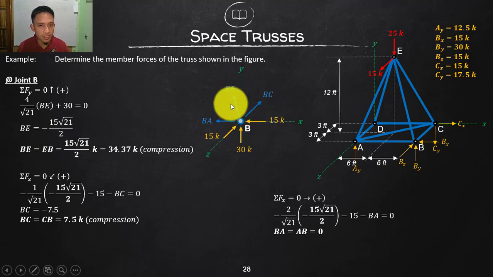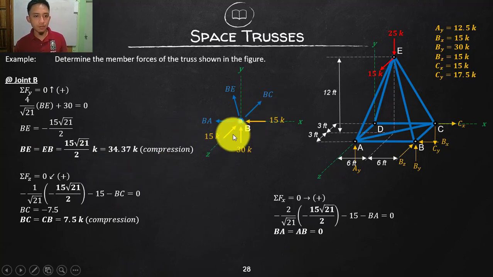But still, I will not change that one for this figure. I will still consider that direction, but I will carry the negative. If you want, you can convert that one into the decimal, but I'd rather use this for me to have the exact values. So again, that means it is compression.